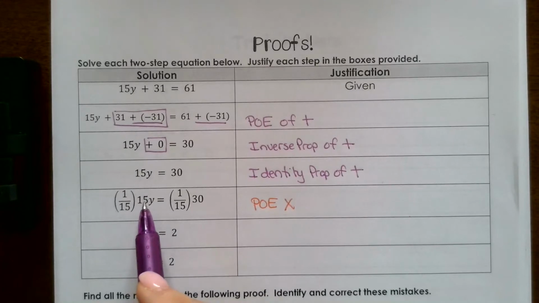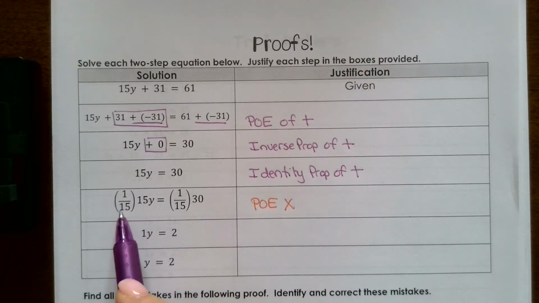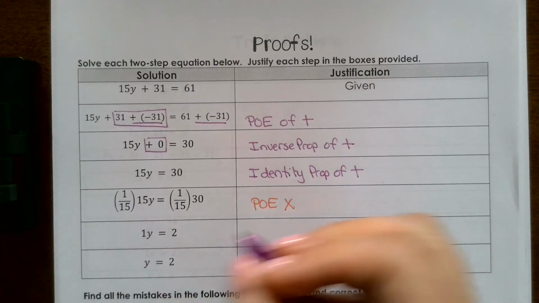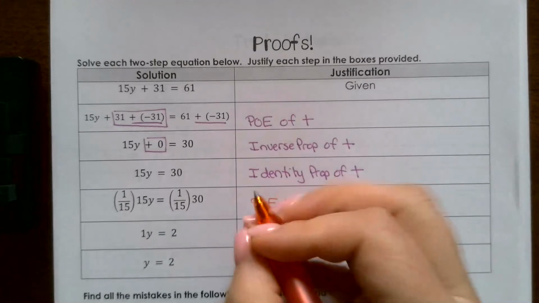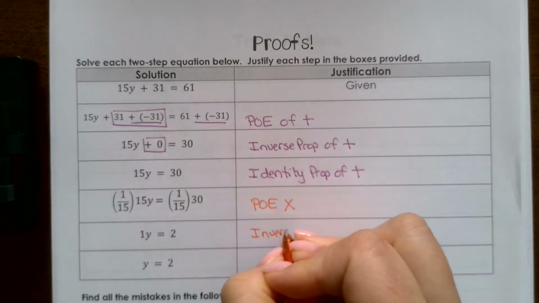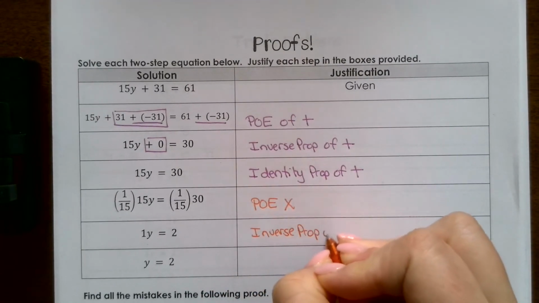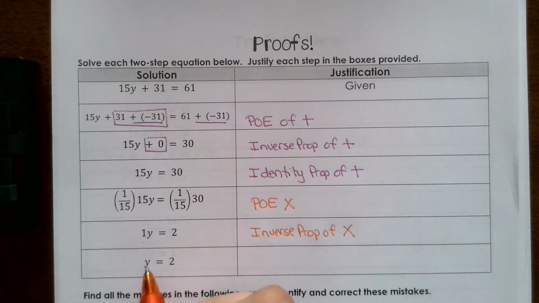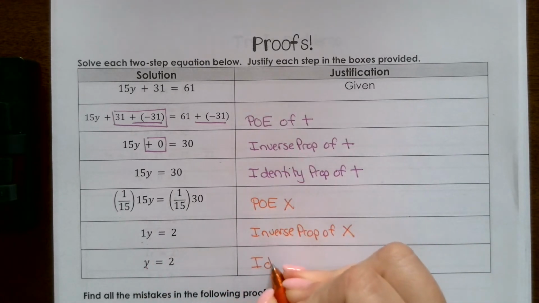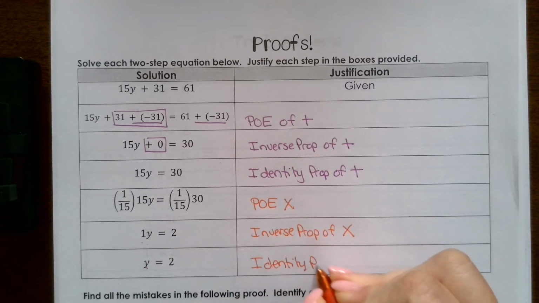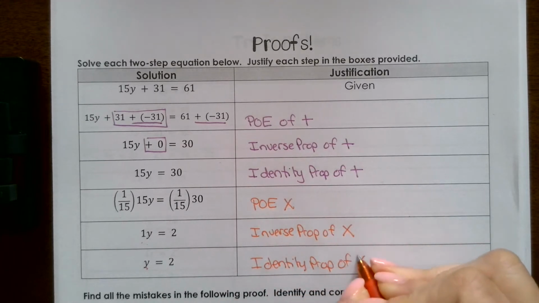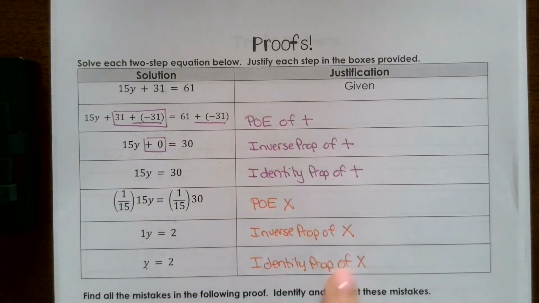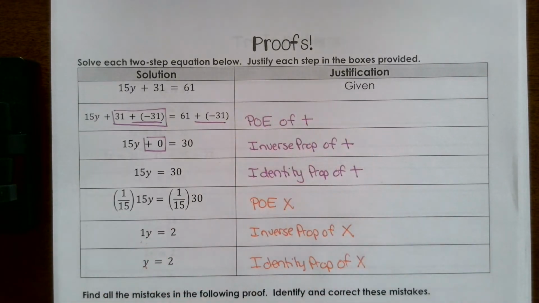Now I can see that I'm multiplying a 15 by its reciprocal, and I'm getting 1. So a number multiplied by the reciprocal is 1. That is my inverse property of multiplication. And finally, 1 times a number equals itself. So 1 times y equals y. This is the identity property of multiplication.